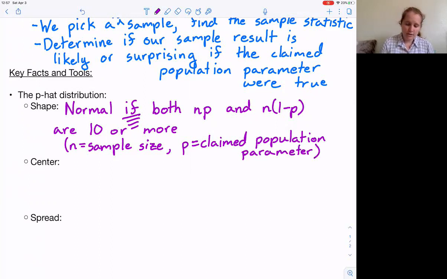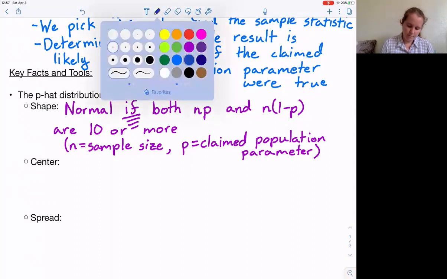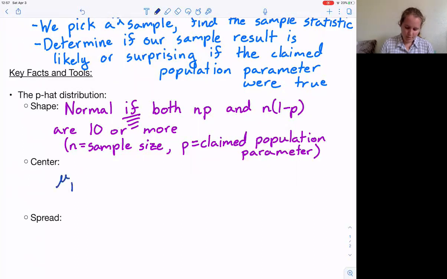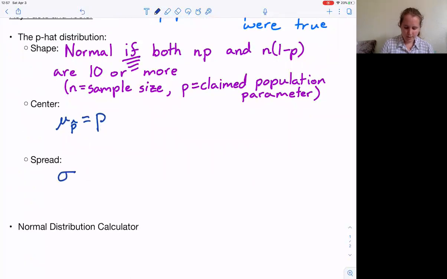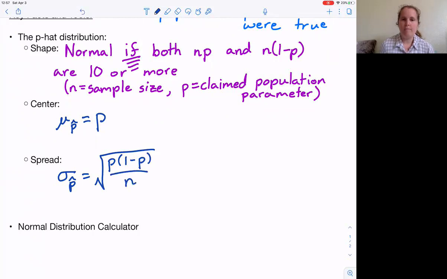The center, our mu sub p hat, is just p, again, where p is our claimed population parameter. And then our spread, sigma sub p hat, is the square root of p times 1 minus p divided by n. Again, n is sample size, p is the claimed population parameter.